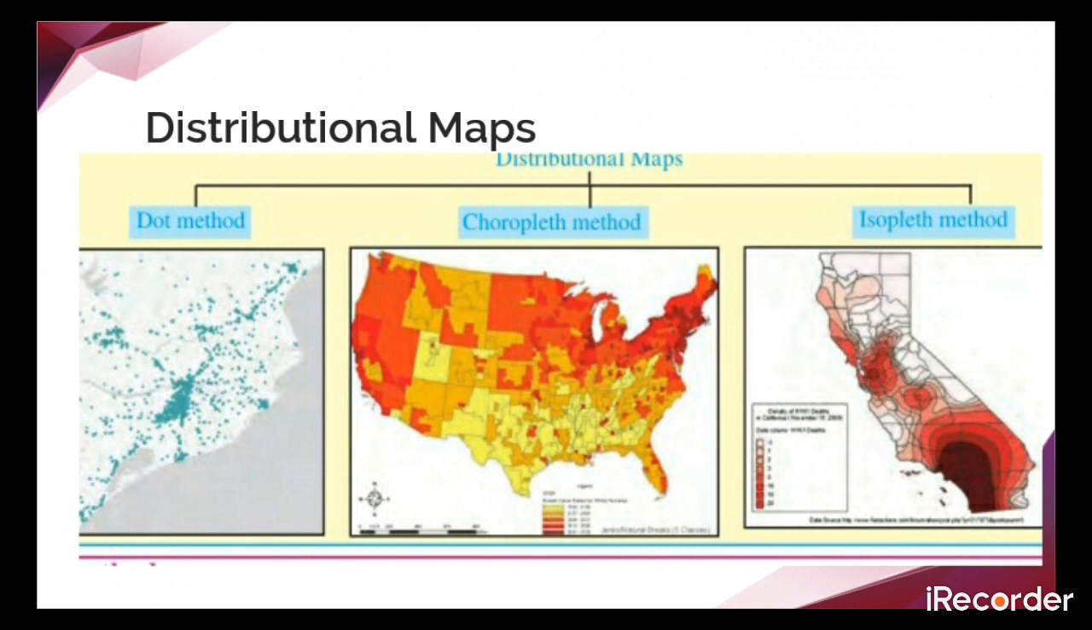Now, the very opening page is page number 1. We can see the pictures of maps are given. Distributional maps: number 1 is the dot method, second is the choropleth method, and the third is the isopleth method.